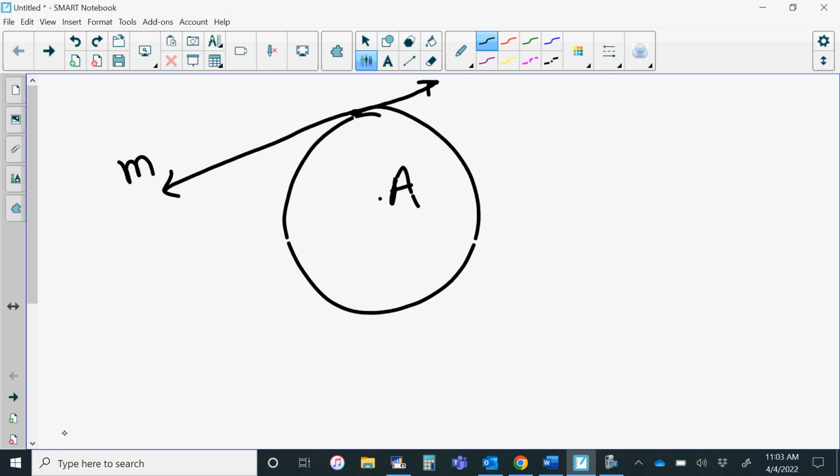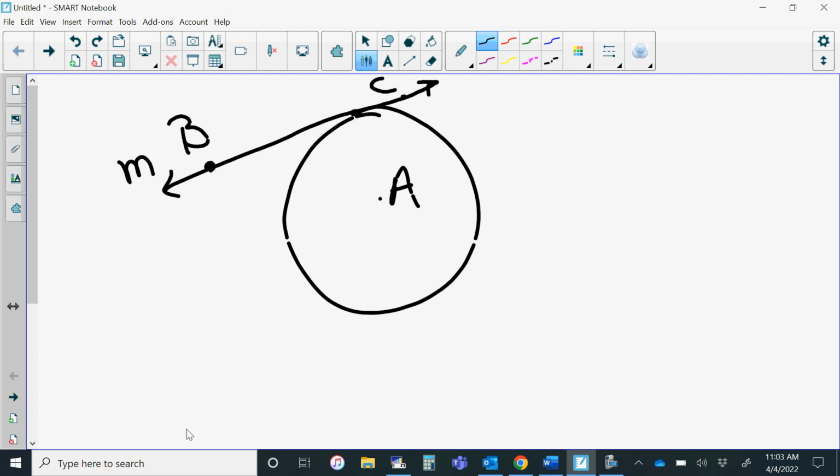Remember, we can name lines with lowercase letters. We can name it by 2 points. So this could be line BC. And I am telling you that it is tangent, which means it only intersects the circle at one point. That is the ones that we are going to be dealing with today. We are only dealing with tangent lines.